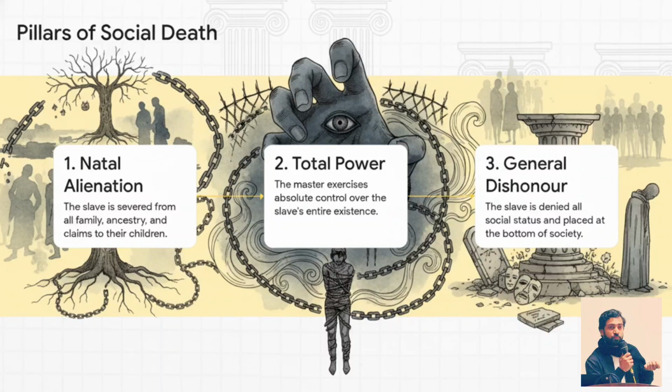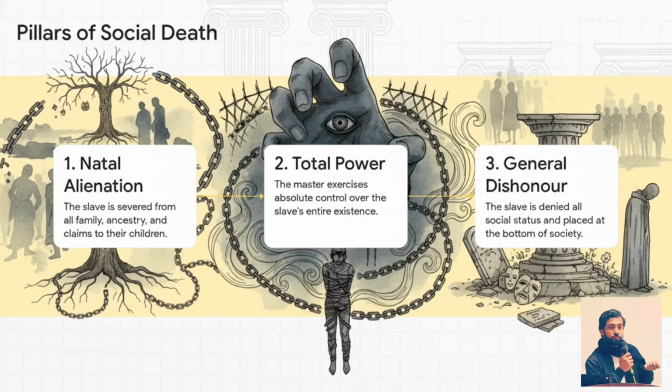First, there's natal alienation. This means being cut off from your past, from your family, and even from any claim to your own future children. Second is the total power of the master, an absolute, unchecked control over your very existence. And third is general dishonor, being placed at the absolute bottom of the social ladder, denied any form of respect or status.